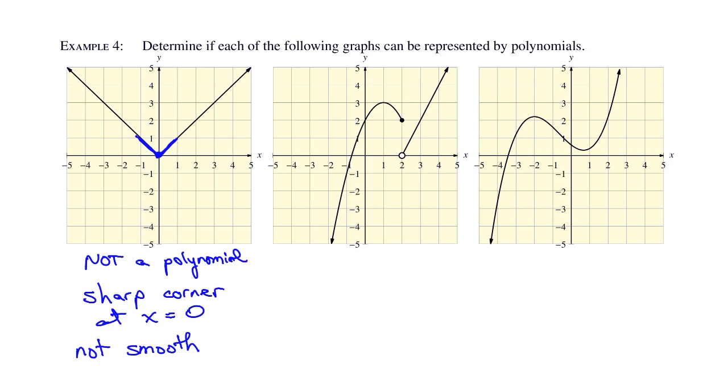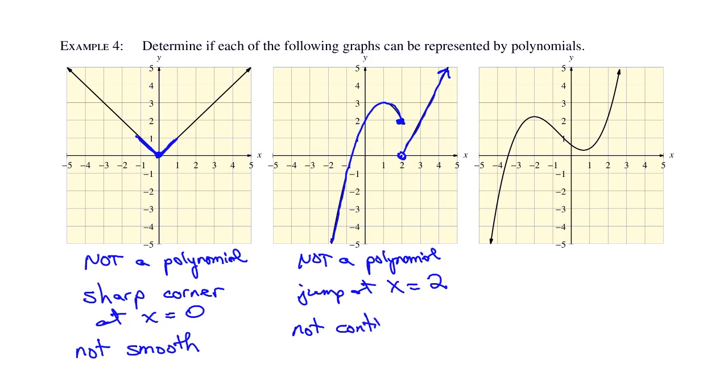The second example, the graph comes in, and if I were to draw this, I'll draw it here, and then all of a sudden I have to jump down from this point to around this point and then continue off. Since I had to jump from one point to the next point, this one is not a polynomial, because we have a jump at x equals 2, and therefore it is not continuous. So not continuous implies not a polynomial.